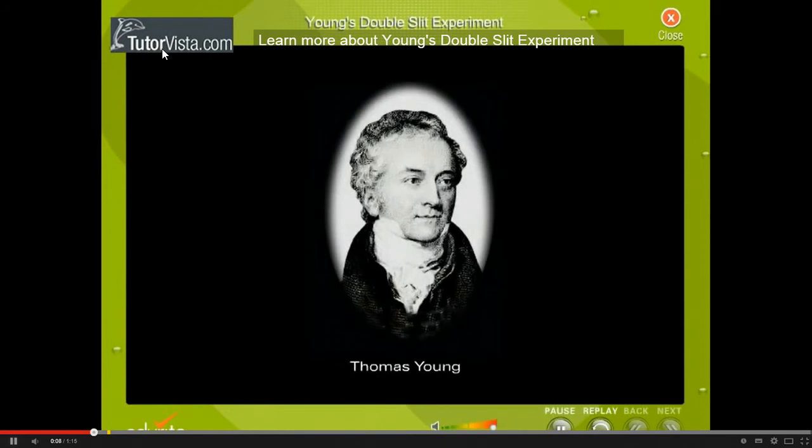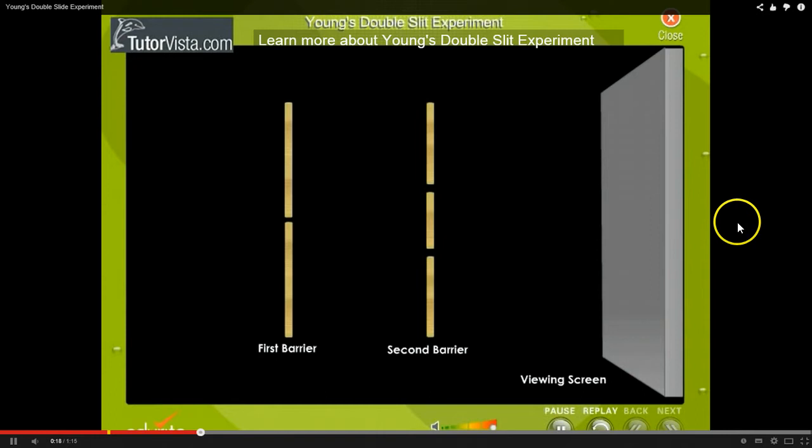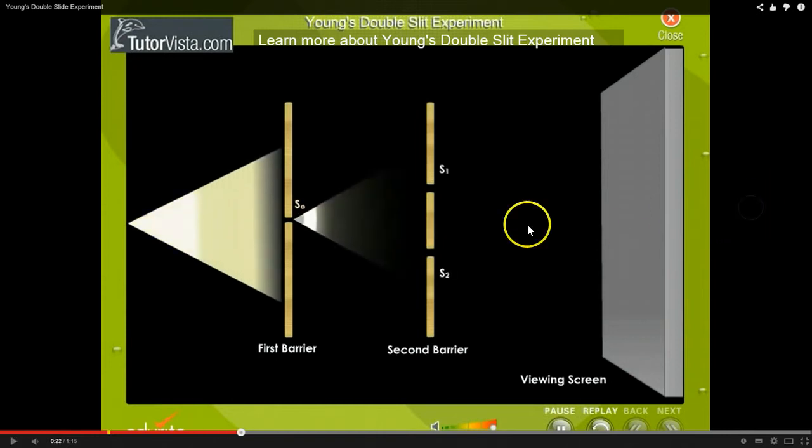Interference in light waves from two sources was first demonstrated by Thomas Young in 1801. A schematic diagram of the experimental setup is shown here. Light was made to pass through a slit S0. So when light passes through, diffraction occurs. Light diffracts, and only waves diffract.